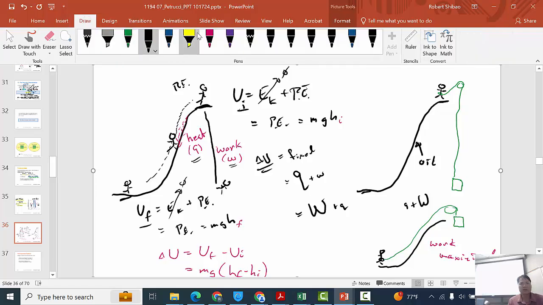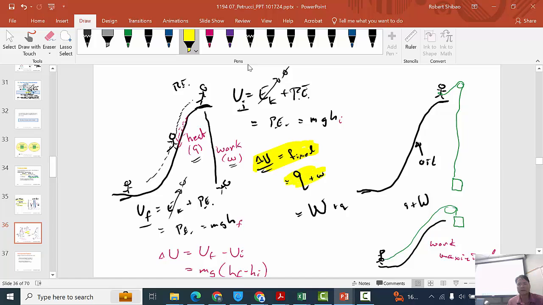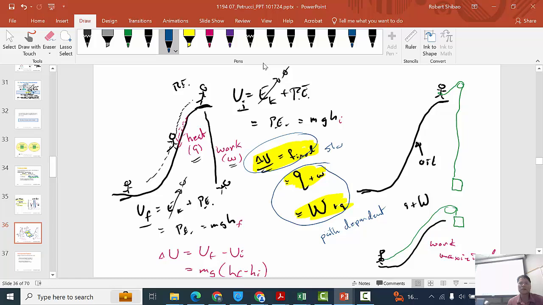So delta U here depends on the gravitational potential energy, which is the height, and the height doesn't change. And so this is why I say delta U is fixed here. But Q and W are not fixed. In path-dependent functions, the amounts depend on the path. Whereas a state function does not depend on the path. And so the amount of gravitational potential energy depends on how high this person is. The same thing. This is the same.